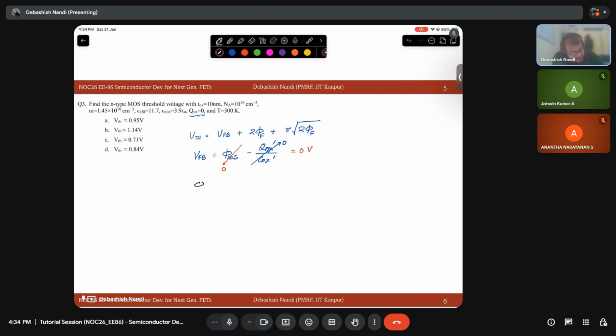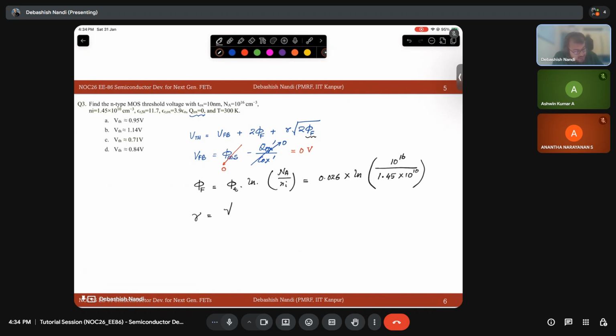What about phi f? Phi f is calculated as phi t times natural log of Na upon Ni. So phi t at room temperature is how much? kT by q, 0.026. 0.026 times natural log of Na, given as 10 raised to 16, and Ni is 1.45 times 10 raised to 10, right? You can calculate it yourself. Then this is also phi f, but we need to know gamma.